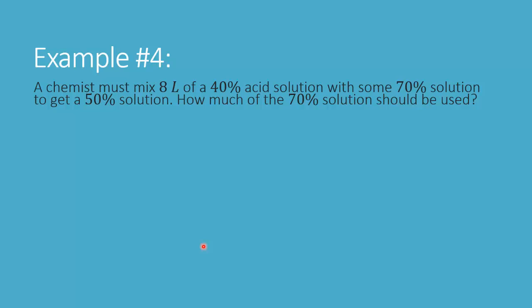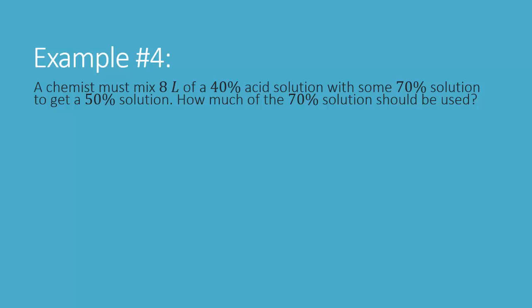This one, you're going to find from your chemistry classes, gets a little bit more involved, but it's not too bad. In this case, we're going to make a table to help us solve this equation. So first we look at it: a chemist has to take 8 liters of a 40% acid solution. We're going to mix it with a 70% solution to get a final mix of 50% solution. So how much of the 70% solution should be used?